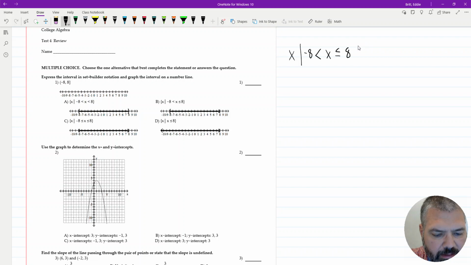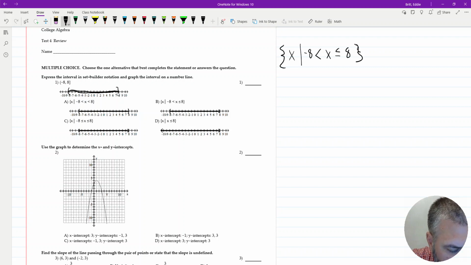Alright, and a lot of times we'll have these little curly braces around each side. So again, this is x where x is greater than -8 and less than or equal to +8. And then if we want to put that on a number line, I'd put a parentheses at my -8, and then I'd put a bracket at my +8, and then I would shade everything in between the two. So that's how you would work that problem.